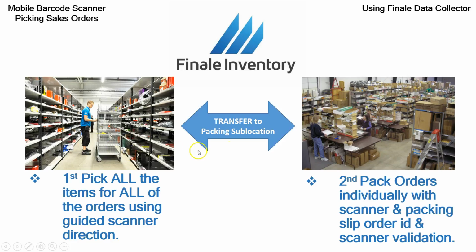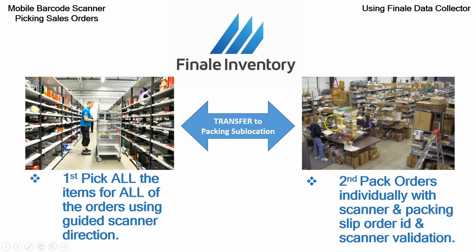Then, notice here in the middle, after you've picked everything in the first part, Finale is going to do a transfer to the packing sublocation. That's a location that you set up in Finale. Going to the packing sublocation is representative of maybe your shipping area or your packing area, where you may bring all of the items back to a central spot so that you have multiple people able to pack out orders without having to constantly be walking back and forth in the warehouse. So it's really optimal to do it this way.